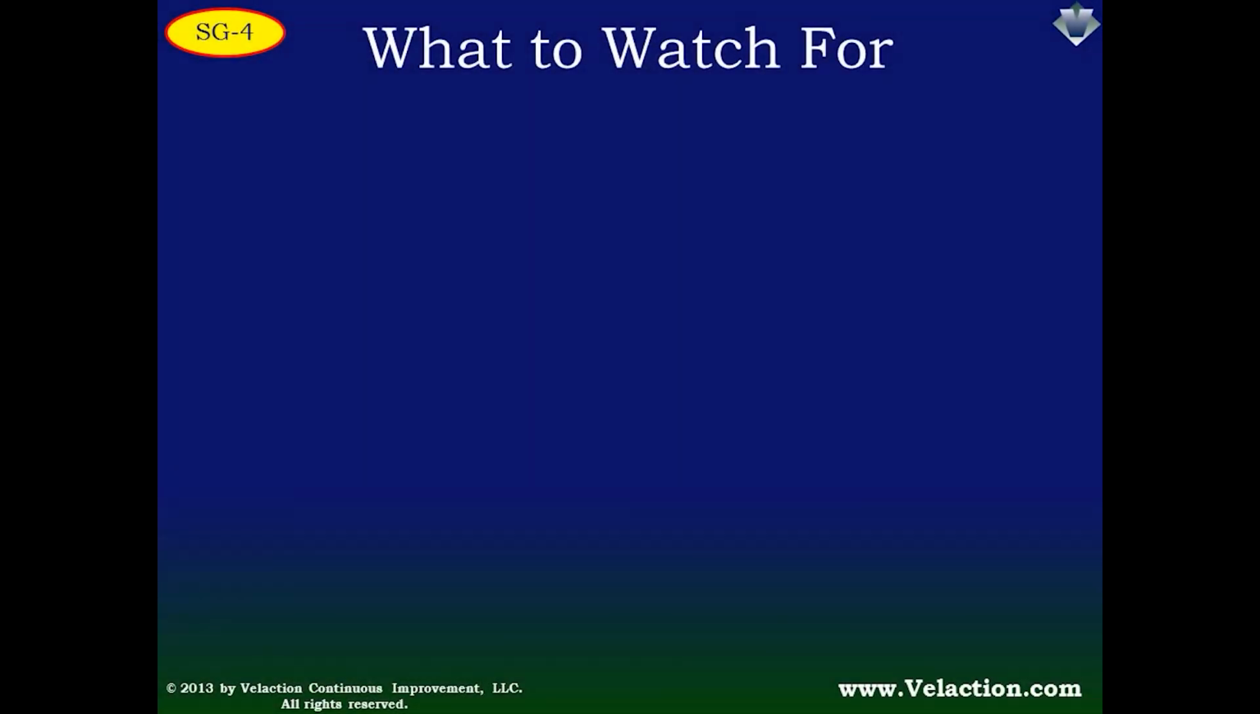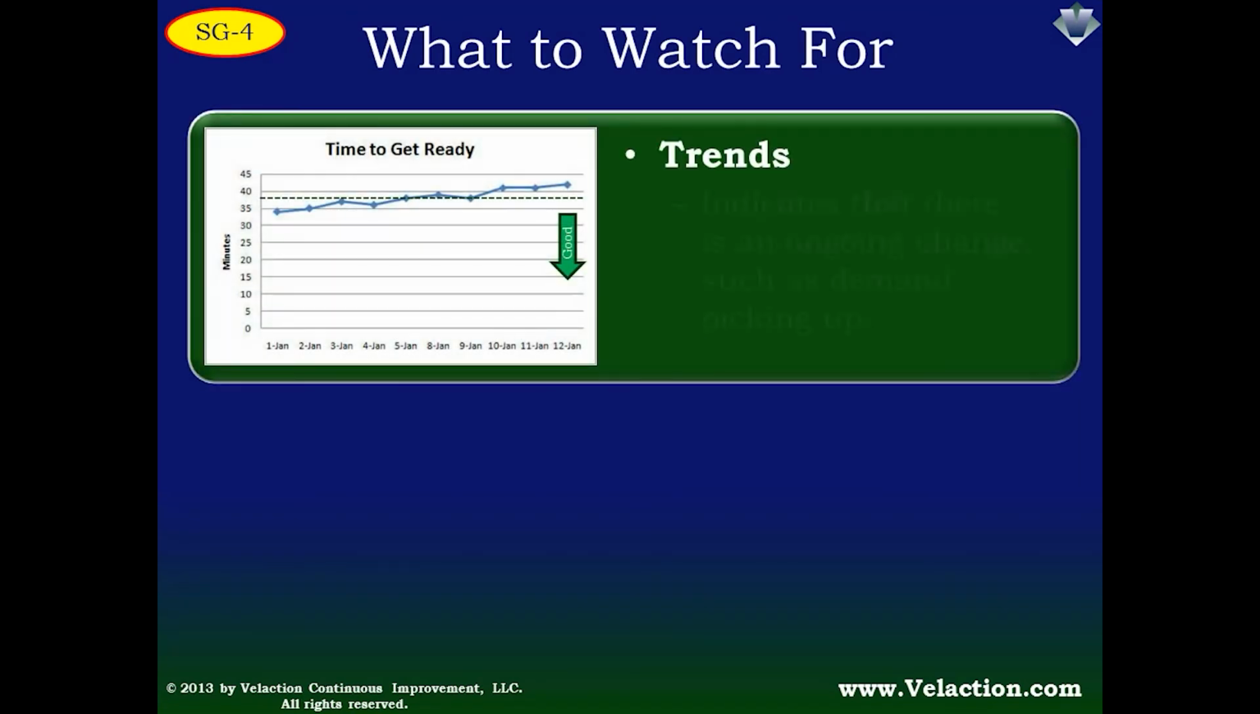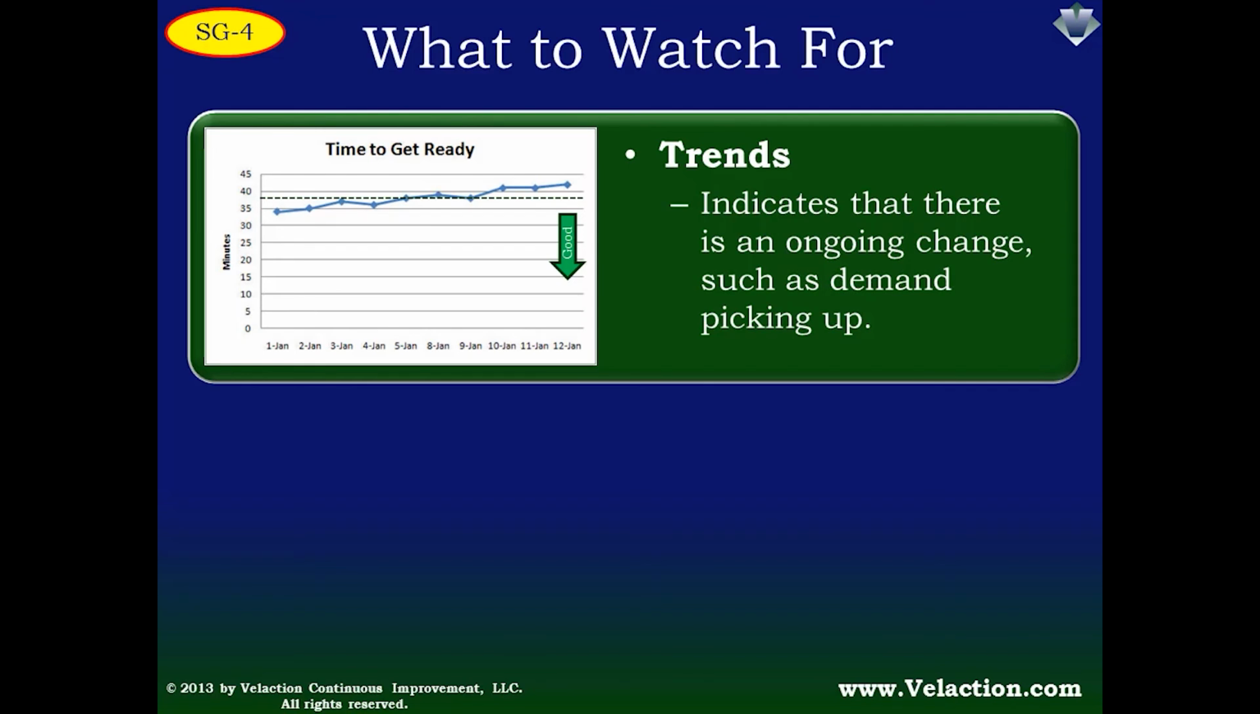As you review your run charts, there are some telltale patterns that you should be looking for. The first thing to look for is trends. Trends indicate an ongoing change in one direction or the other. In the example on the slide, demand is slowly increasing over time. You would see an upward pattern on the chart. Trends, though, are actually fairly uncommon on run charts that track process performance.